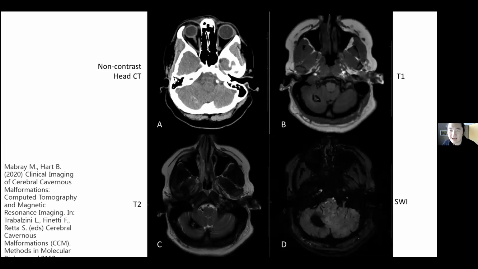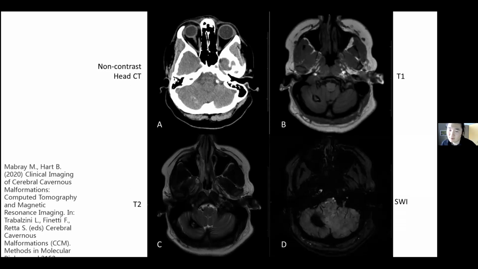This is a patient with a cavernous malformation in the right cerebellum. On panel A in the top left, you can see subtle speckles of hyperdensity in the right cerebellum. That suggests something there. Honestly, when you're scrolling through it, you might not make much of it, but it does catch the eye. And panel B on the top right is a T1 sequence that shows a rim of hypointensity, but internally has a heterogeneous signal. And panel C on the bottom left is a T2, which basically shows the same.